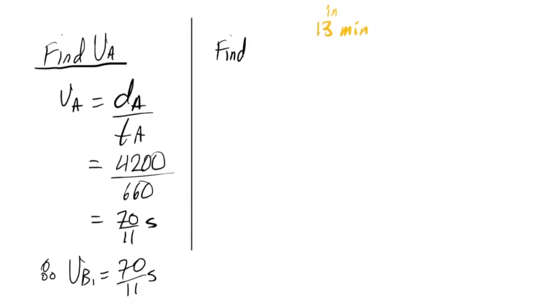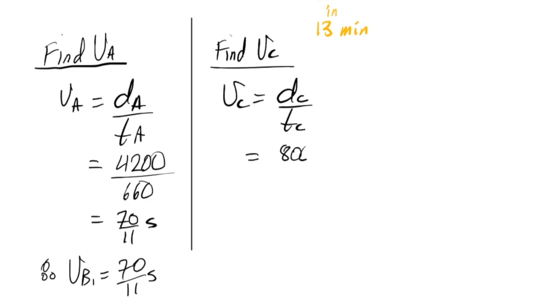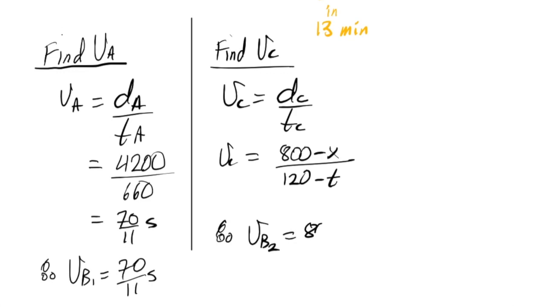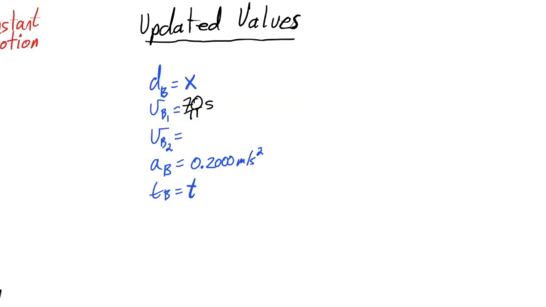So let's go down over here. We're going to find VC. Now, it's funny that I say we're finding VC. We're actually finding an expression for VC. So that's equal to DC over TC. But DC is equal to 800 minus X, and the TC is equal to 120 minus T. Yep, not pleasant. But now we know VB2 is equal to this expression of 800 minus X over 120 minus T. So updating our VB2, 800 minus X over 120 minus T.